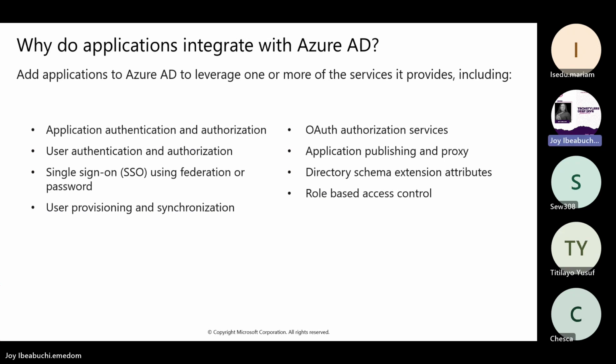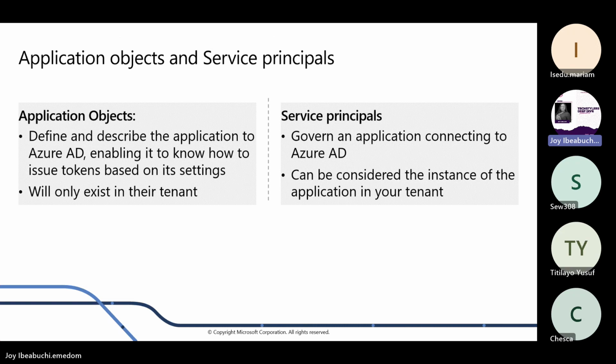We've already talked over and over again about integrating applications. So this is just taking us to how we can actually do this application integration. We've understood that it's very important to leverage Azure AD for application integration, so that you can do things like authentication, authorization, single sign-on, user provisioning and synchronization, publishing using proxy, and role-based access control. These are some of the benefits when you publish your application on Azure AD, right?